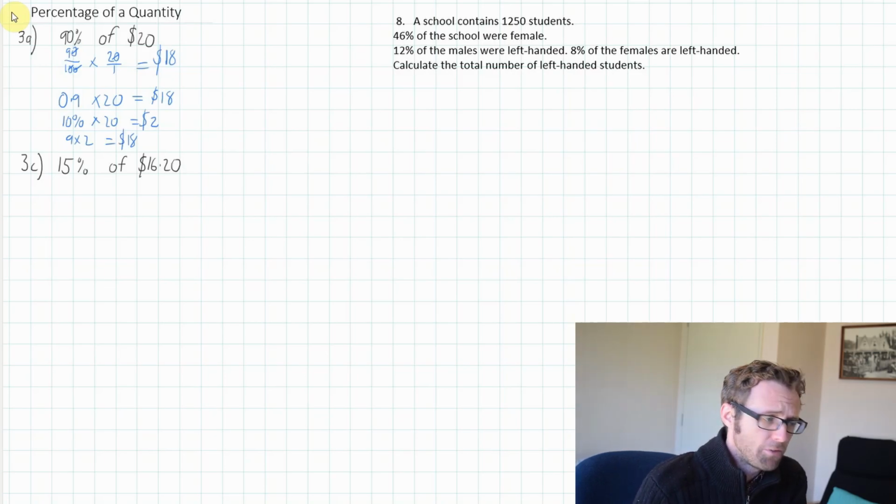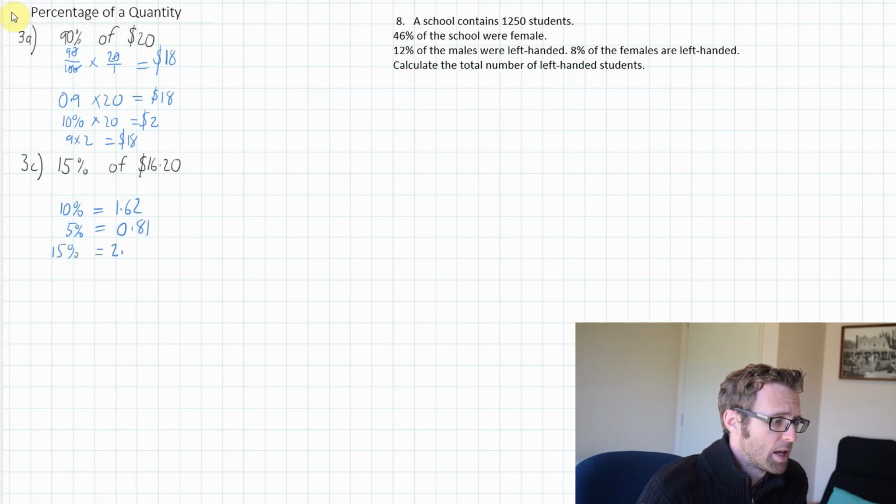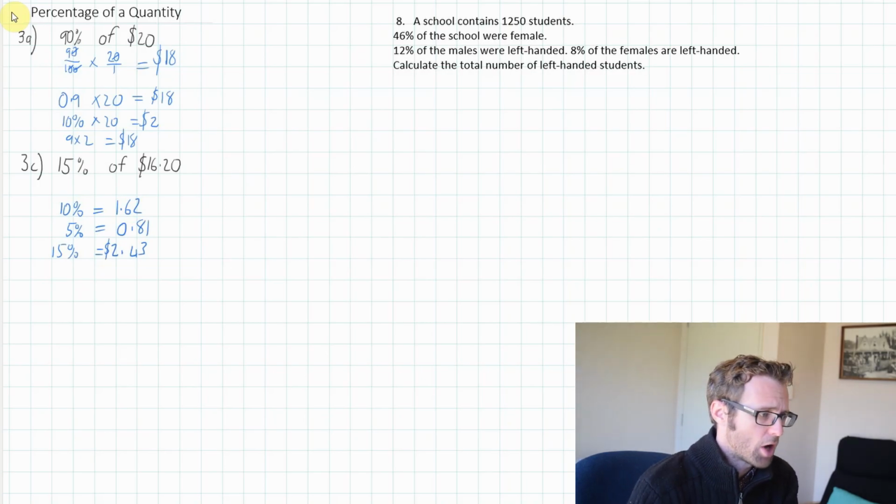Now 15% of 1620. I can do this mentally. I can say 10% is equal to $1.62, and therefore 5% is going to be half of $1.62. And what is that? It's 81 cents, so 0.81. Then I could add those together to get 15%, and that's going to give me $2.43, I think.